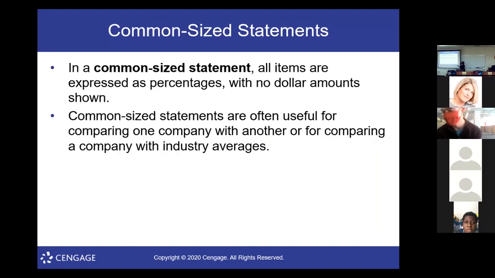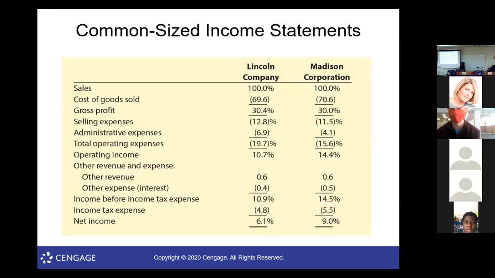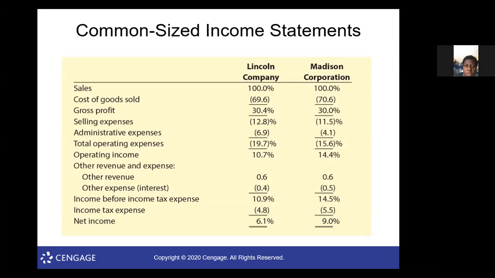Okay, so in a common size analysis, our items are expressed as percentages with no dollar amounts. And common size statements are very, very helpful in comparing companies within the same industry. So let's take a look. So here's Lincoln Company compared to Madison Corporation. So we're making the assumption that these are both companies within the same industry. Maybe they're both retailers. Maybe they're both manufacturing firms, but we have to make the assumption that they are similar in size and they're in the same industry.